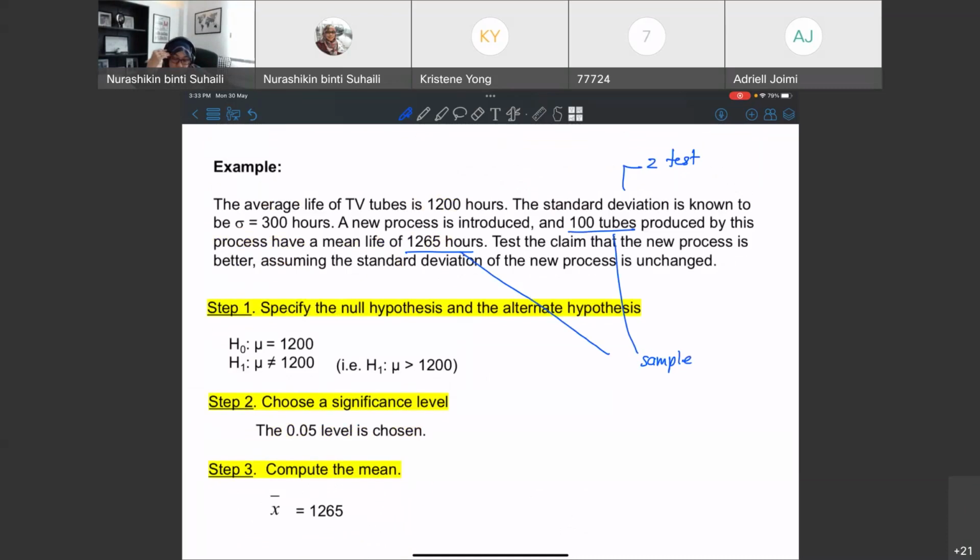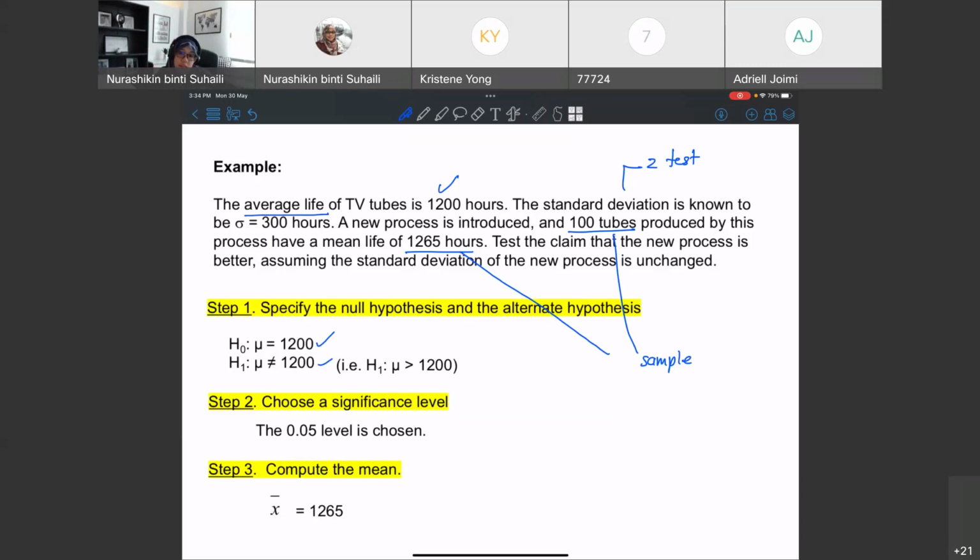Okay, so what kind of things are you comparing? You want to compare the average life with the standard value. So that's why if you see the hypothesis, you are referring to that value, not 1,265. So the null says that the mean is equal to 1,200. Alternative is not equal.